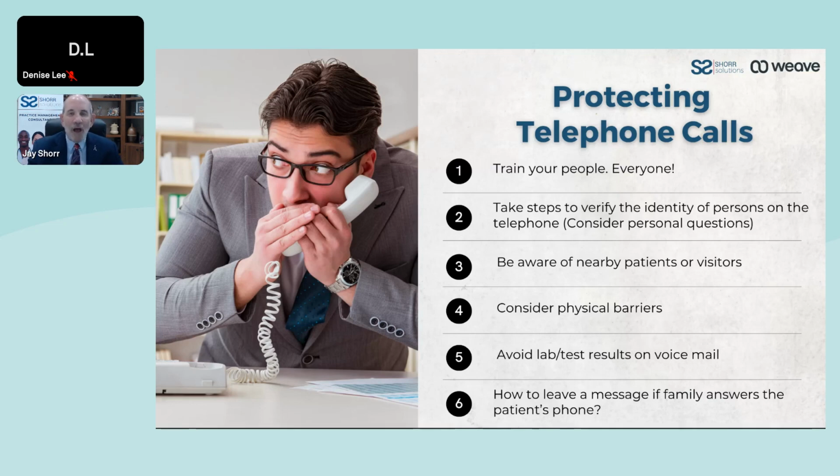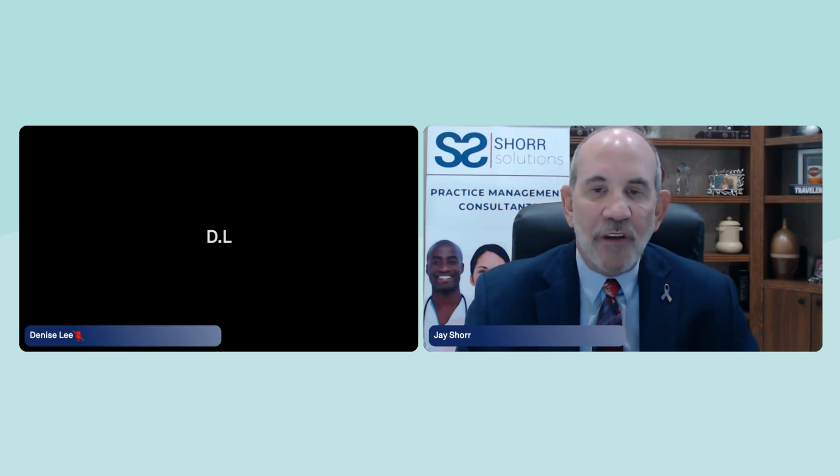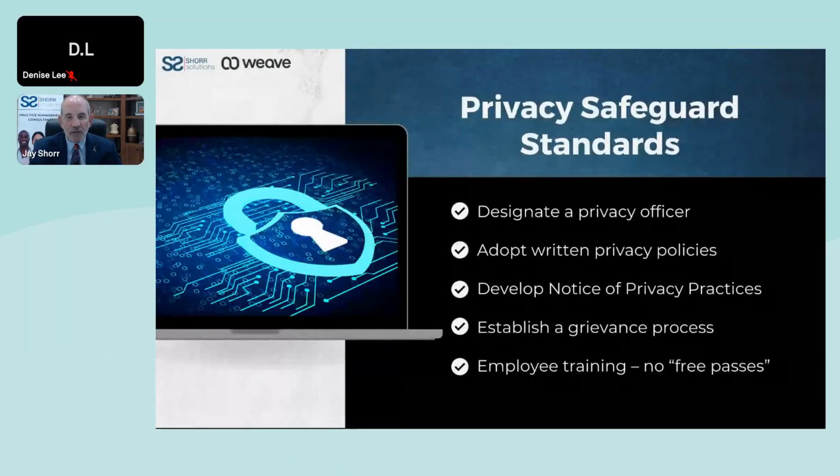Now, who and how should you control HIPAA in your office? Well, you should have a privacy officer. In your office, name somebody that can be a privacy officer. It could be you, it could be the office manager, it could be a HIPAA compliance officer. Adopt written privacy policies, develop a notice of privacy practices, establish a grievance process, and have employee training each and every time you hire a new staff member. It is so important to train your staff on HIPAA policies, procedures, and protocols that are clear, concise, and consistent. Not everybody knows, and not everybody really understands HIPAA in your office.